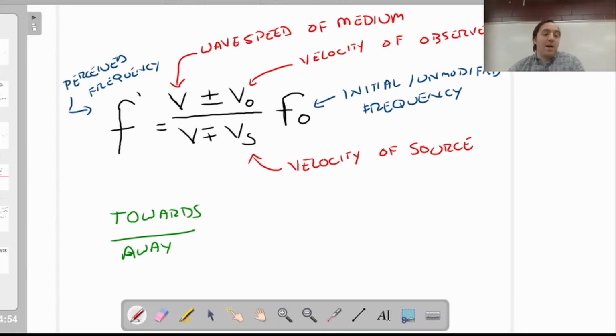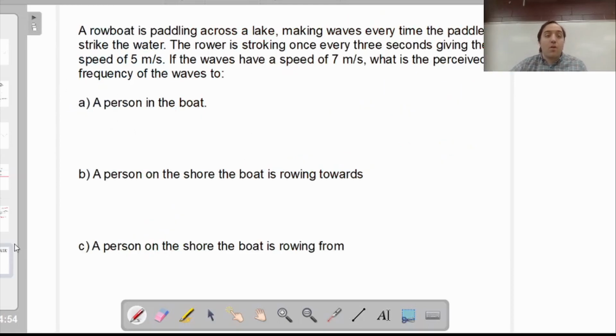Let's take a look at how the math works here for a second. A rowboat is paddling across the lake, making waves every time paddles strike the water. The rower is stroking once every 3 seconds, giving them a speed of 5 meters per second. So the boat's moving 5 meters per second. If the waves have a speed of 7 meters per second, what is the perceived frequency to the person on the boat?